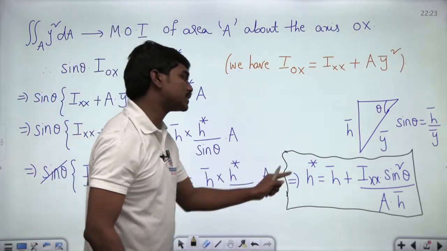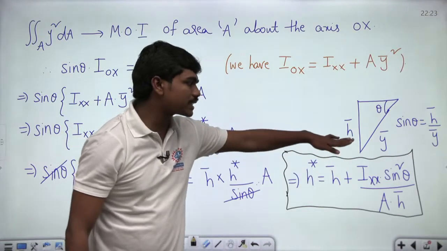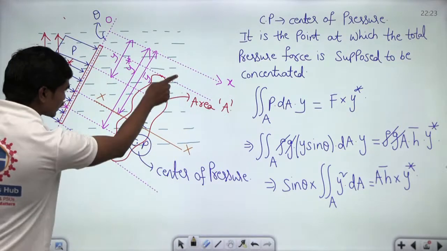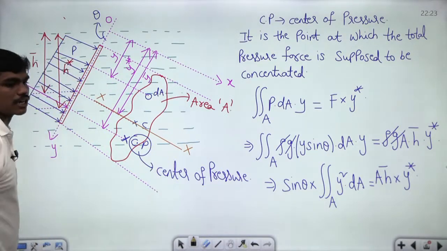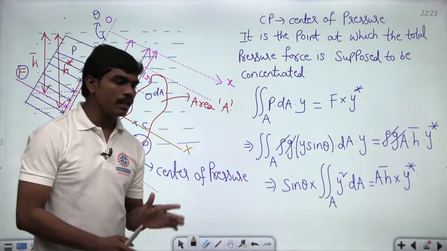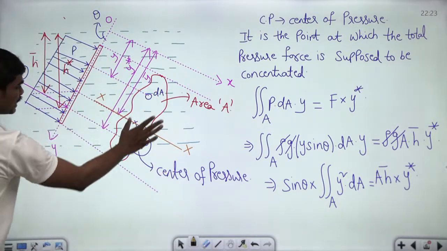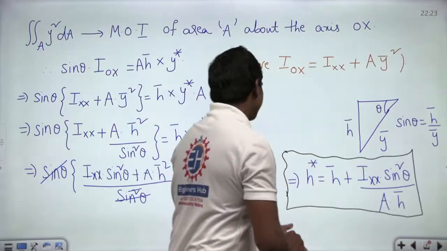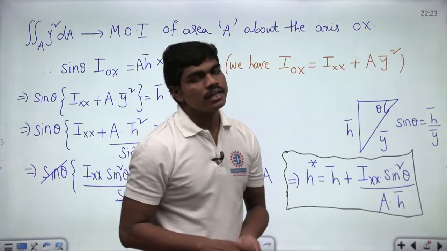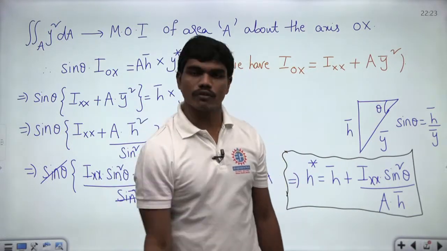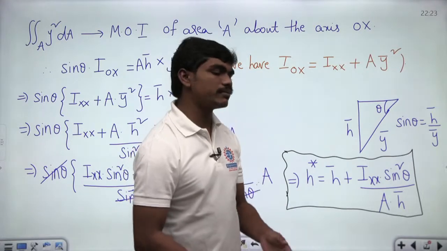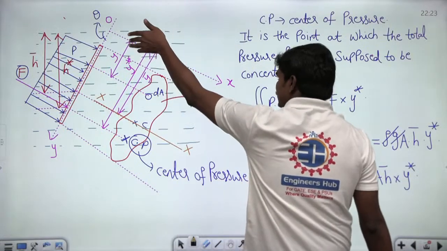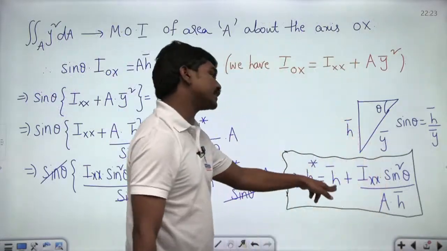So can you all understand this: h star is equal to h bar plus Ixx sin square theta by A h bar, where this Ixx is nothing but the moment of inertia of this plane area about the axis which is passing through the centroid. Can you all understand this? Ixx is the moment of inertia of this complete plane area about this centroidal axis xx. So if you know Ixx, definitely once you know what the plane is, then you can calculate your Ixx from the standard values of your engineering mechanics classes. Then theta is given, meaning it is given by what angle this plate is inclined to that free surface. So again this h bar is also known to us.